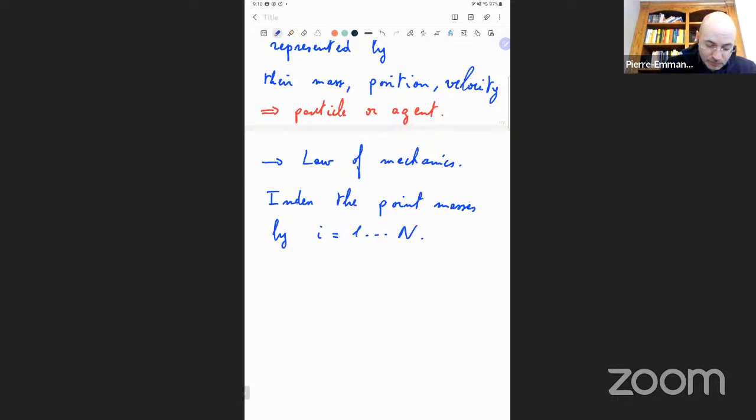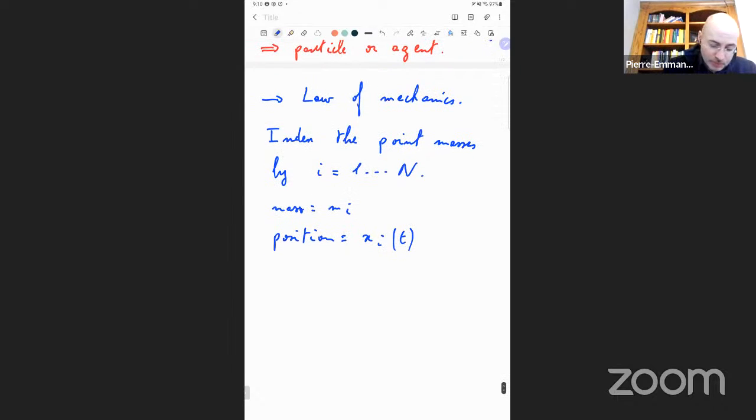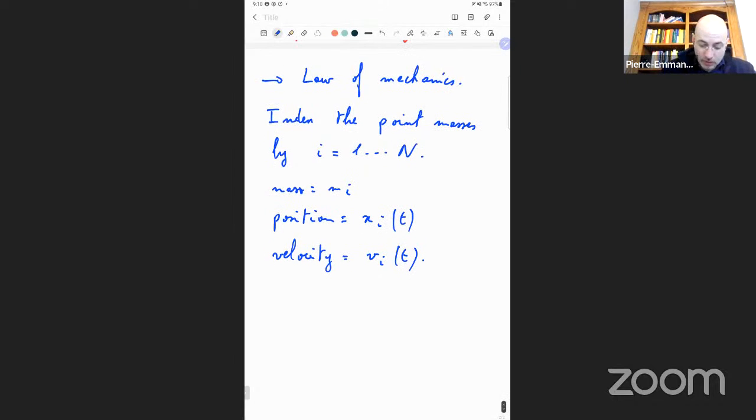And then, therefore, I need the mass, right, the position, velocity, and all of this, right? So the mass is going to be m_i, right? The position, I'm going to call it x_i, and right, this changes in time, and the velocity is going to be v_i, right, and this can change in time as well. And now Newton writes down the following system.